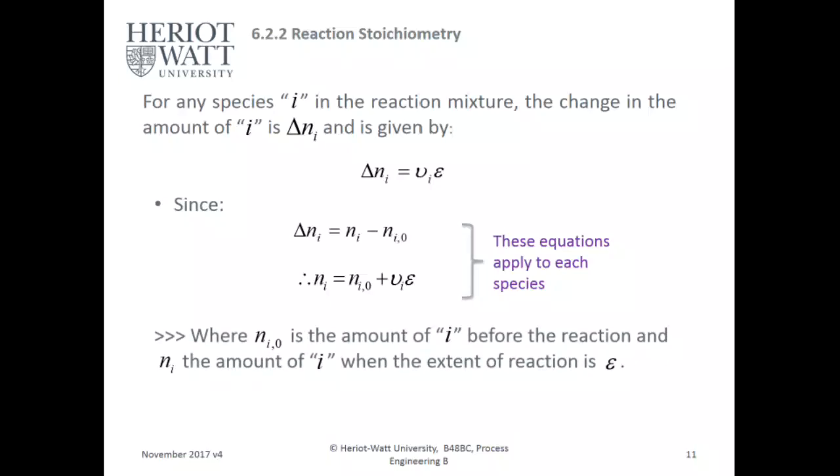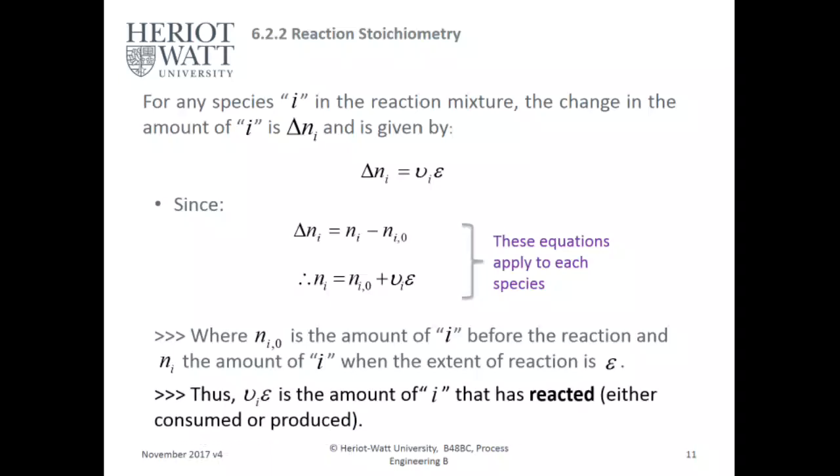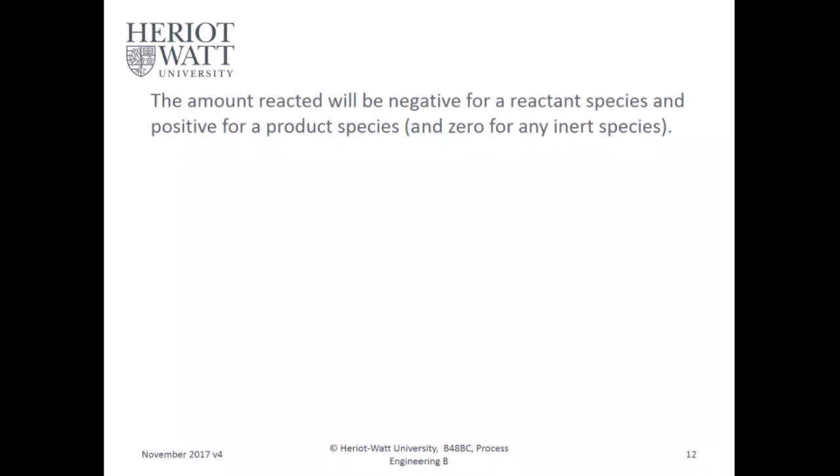Where Ni0 is the amount of i, the species, before the reaction, and Ni is the amount of i when the extent of reaction is epsilon, so how far the reaction has gone. And Vi epsilon is the amount of i that has reacted, so the amount of that species, let's say N2, that has reacted, either consumed or produced. So the amount that was converted, let's say, to ammonia for N2. The amount will be negative for a reactant species and positive for a product species. Negative reactants, positive products.